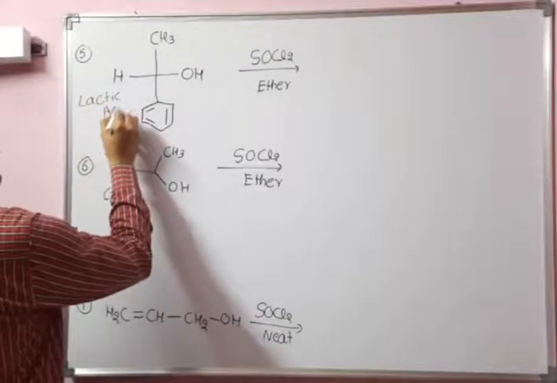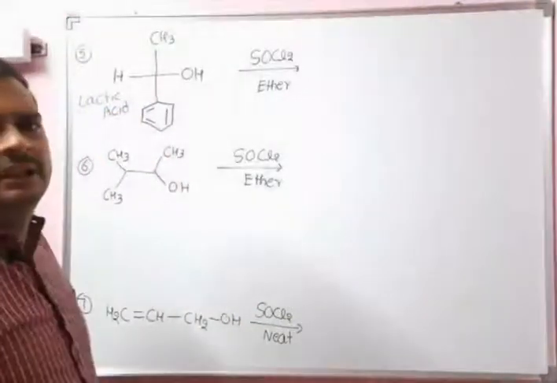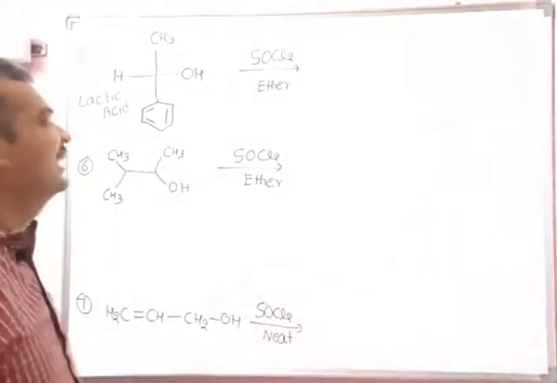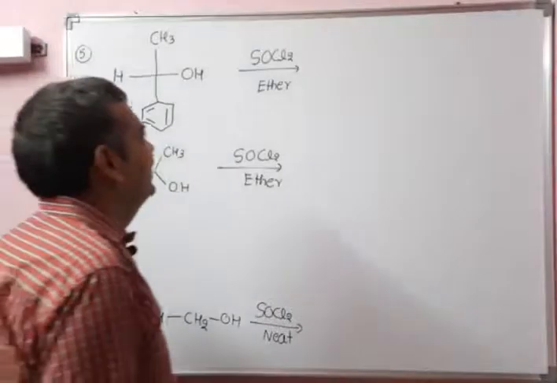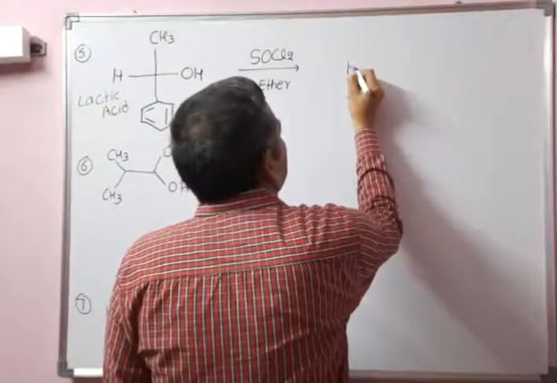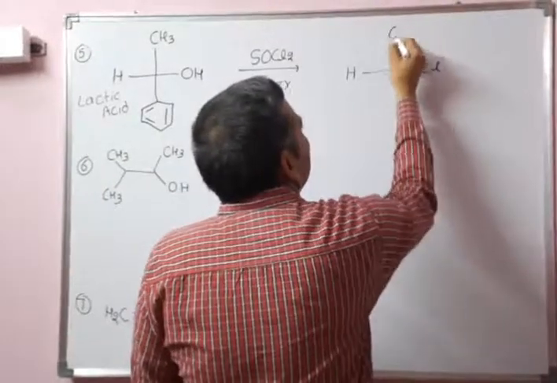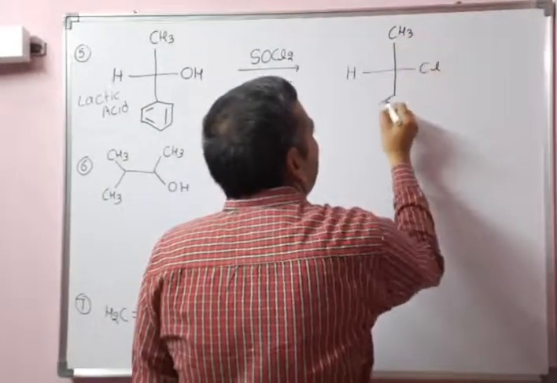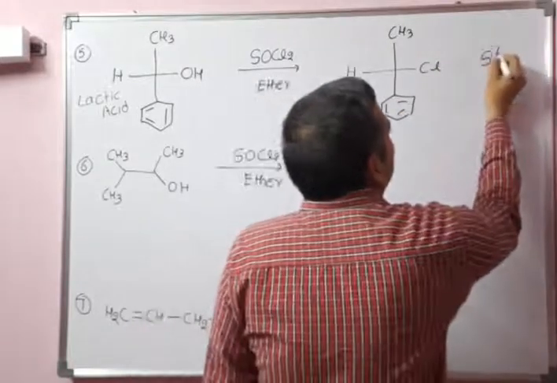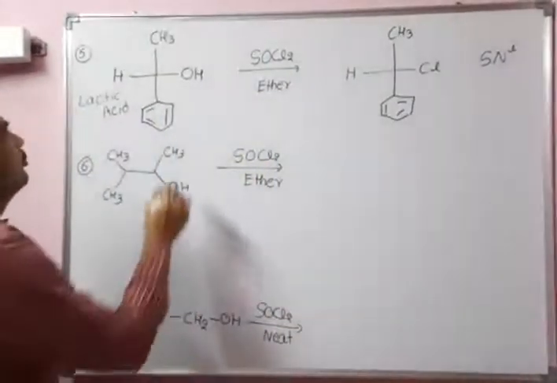Lactic acid undergoes SNi reactions, Darzens halogenation, reacting with thionyl chloride in ether as a solvent. If ether is the solvent, definitely retention of the configuration will take place. Retention of the configuration will take place, CH3, and it is a phenyl group. The mechanism is SNi. Assign the stereochemistry for this compound.